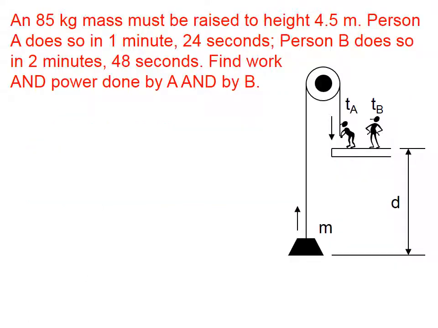Let's try another one. An 85 kilogram mass, you can see it in this diagram, is this trapezoid here, must be raised to a height of 4.5 meters. Person A does so in 1 minute 24 seconds. Person B does so in 2 minutes 48 seconds. Find the work and the power done by A and by B.